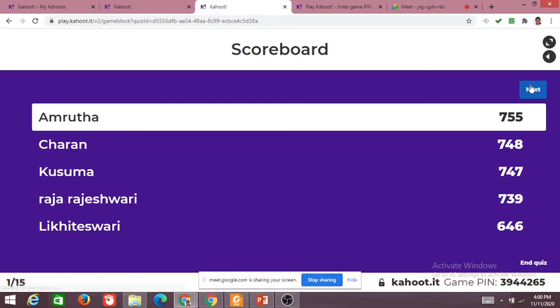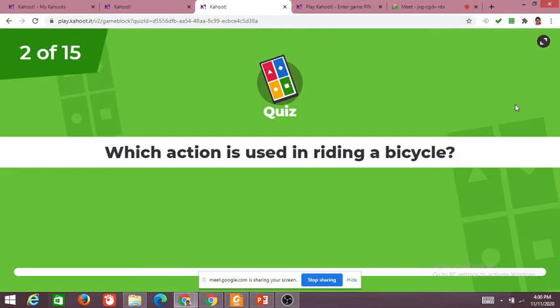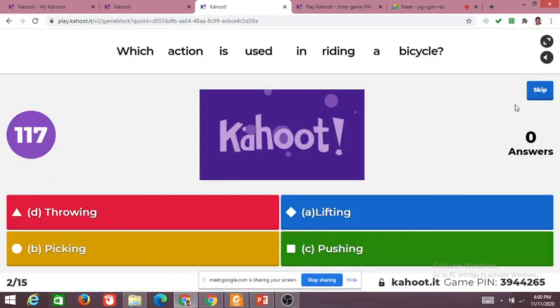The next question: which action is used in riding a bicycle? First one, red is throwing. Second one, blue is lifting. Third one, yellow is picking. And green is pushing. I'll read the question again.